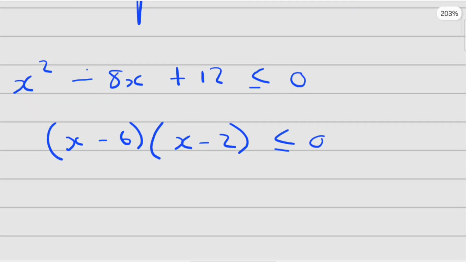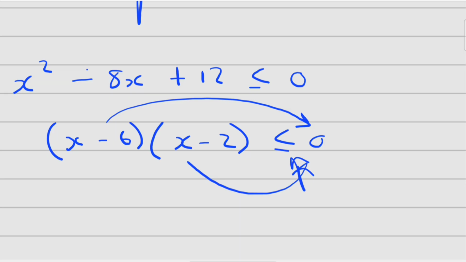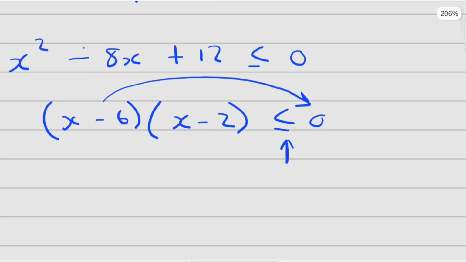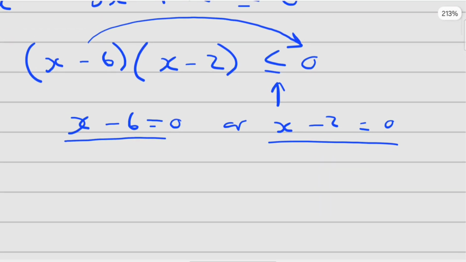And we know that if we have an equal sign here, we then say this bracket is equal to 0 or this is equal to that. So at this point, we ignore this sign. So we then say x minus 6 equal to 0 or x minus 2 equal to 0. So we solve these separately like this. So this will be your x equals 6 or x equals 2, like that.